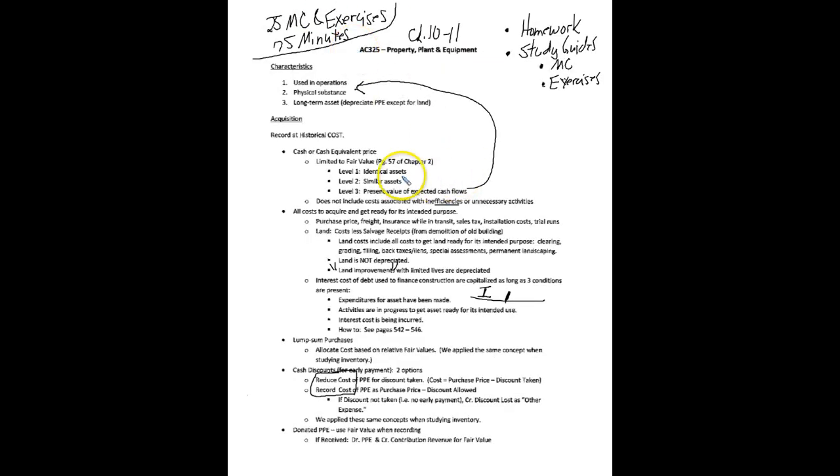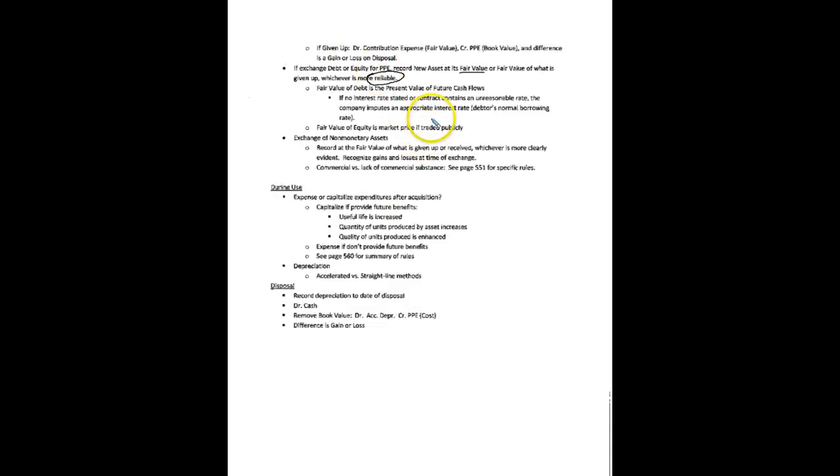If we're giving it up, we get to expense it with the whole fair value, remove book value, and the difference is a gain or loss. If we exchange debt for equity, we're going to record the new asset at either its fair value or the fair value of what's given up, depending on which is more reliable. So you have to think through which fair value is more reliable, and that's going to get you back to these 3 layers. Level 1 is most reliable, level 2 not as reliable, but more reliable than level 3. So breaking out, determining which fair value would I use.